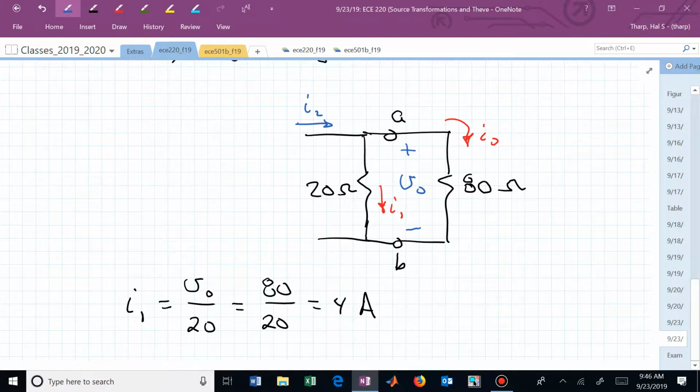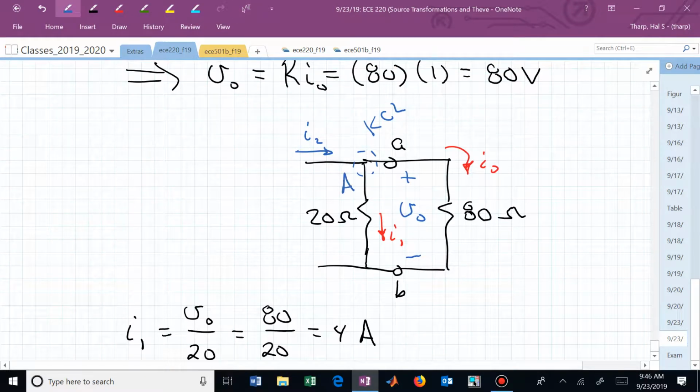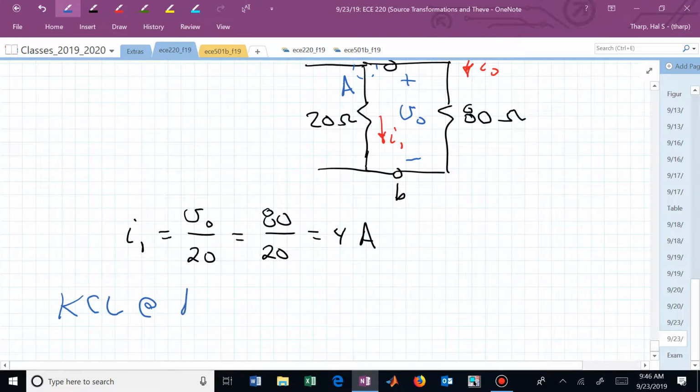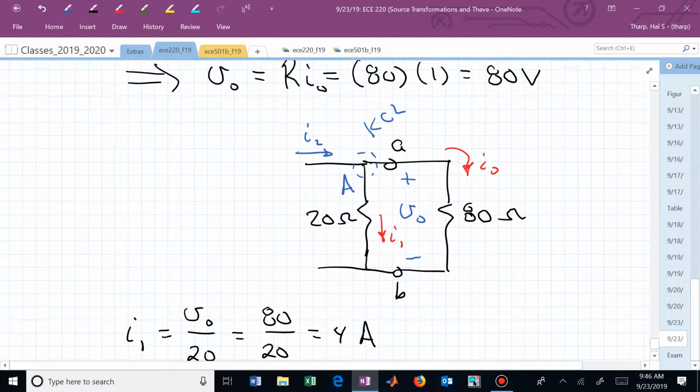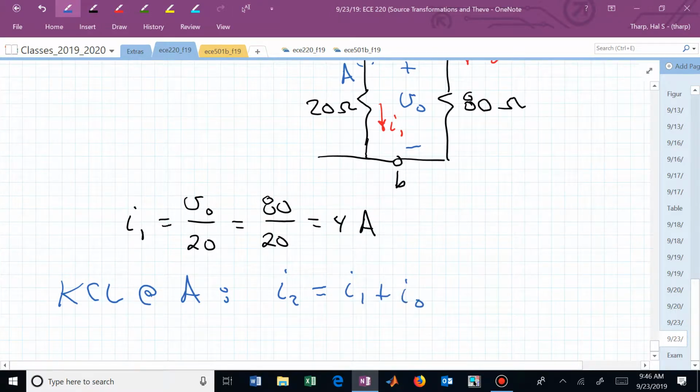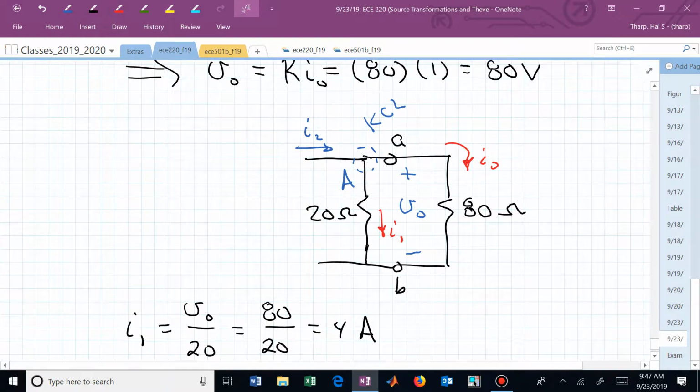If I know I1 going down is 4 and I sub 0 going down is 1, what's I sub 2? We can apply KCL to that node. KCL at that node, let me call that node A, capital A, says that I sub 2, the current in, is equal to the current out. I sub 2 flowing in that branch is 5 amps.